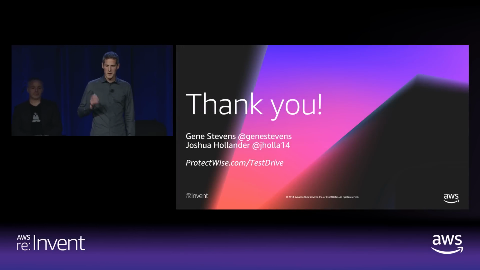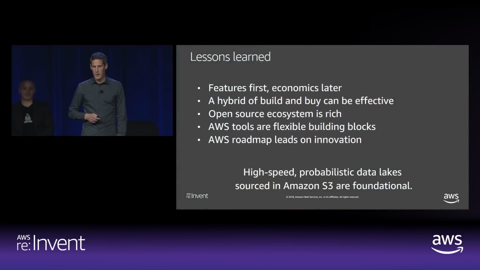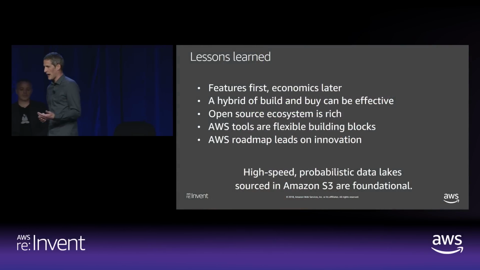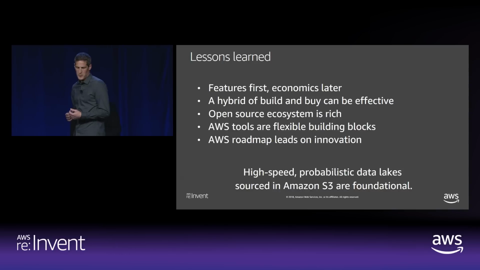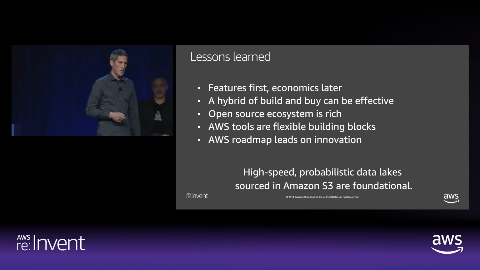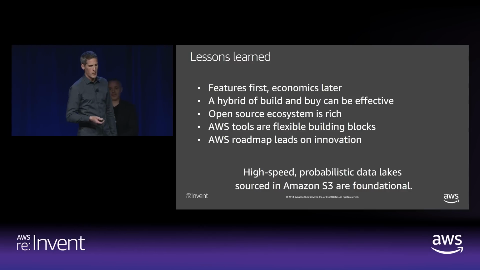The open source ecosystem is rich. Spark has all the features we needed. We just needed to add our little bit of special sauce to it. AWS tools are flexible building blocks. S3, EMR, Firehose, Kinesis, they really give you all the basics that you need to build these systems. And the AWS roadmap leads on innovation. We're very excited about the roadmap for things like S3 Select that we're going to be using very soon.